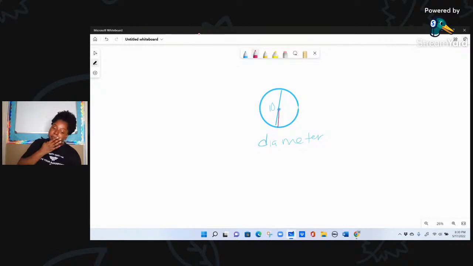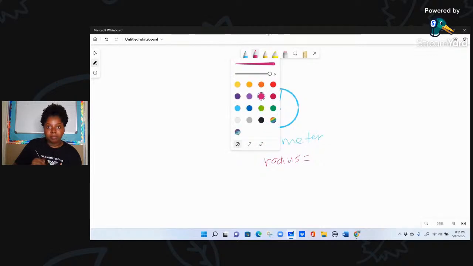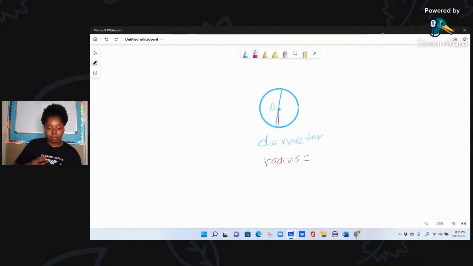So what's half of 10? Ava, what's half of 10? And that is your radius. I won't sing it. If you don't tell me what half of 10 is, child, you do. 10 divided by 2. You are smart. Come on. So half of 10 is 5. Okay, so that's our radius.